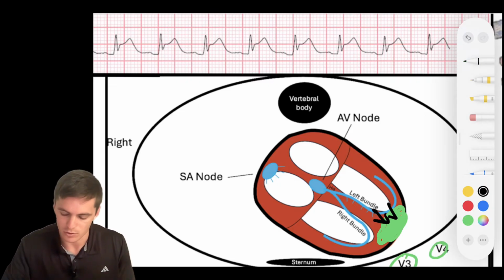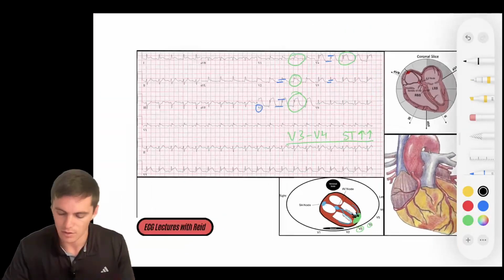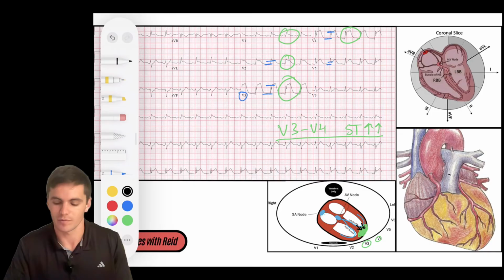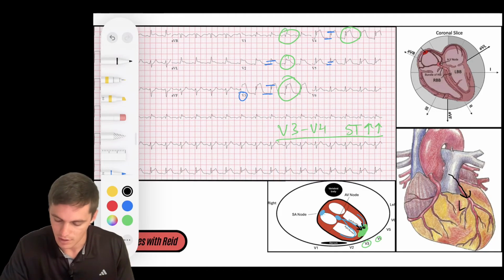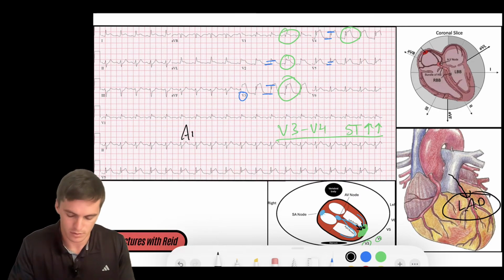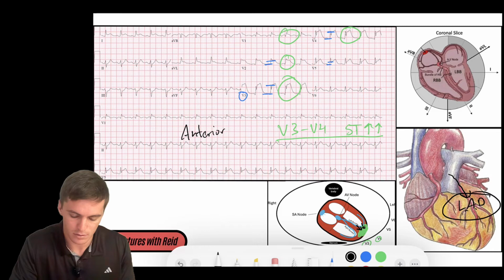And what blood vessel is running via the anterior region of the myocardium? That's our left anterior descending, right? So this is anterior. This is an anterior STEMI.